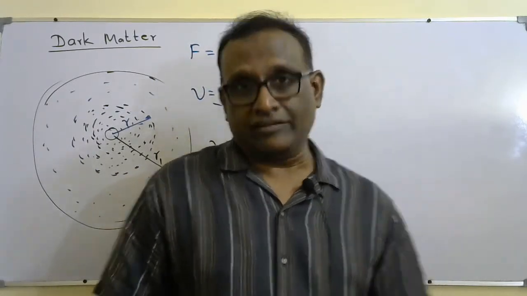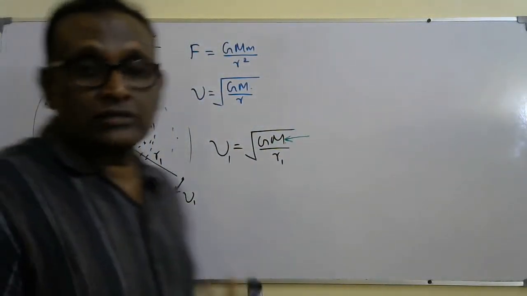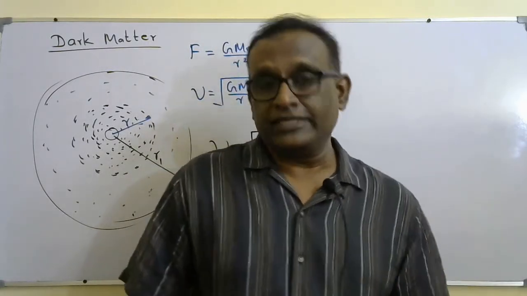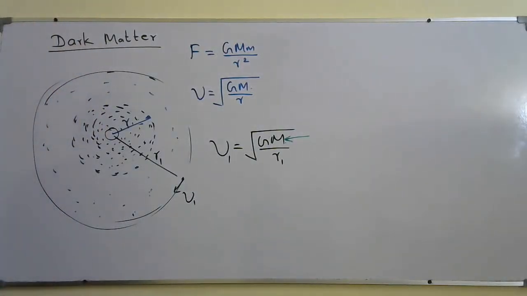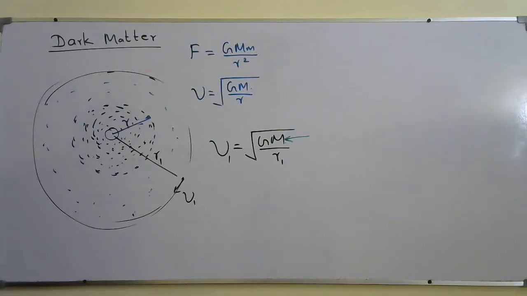Okay, so that's the only evidence scientists have. There's one more evidence, gravitational lensing, not in your syllabus. In your syllabus, this is the only evidence we talk about, so this is the evidence we can give to show the existence of dark matter.